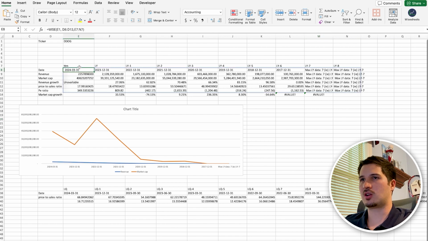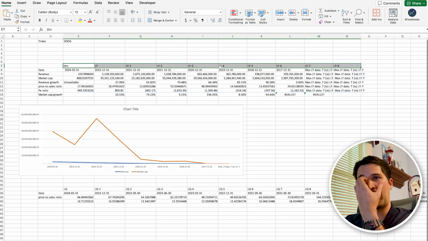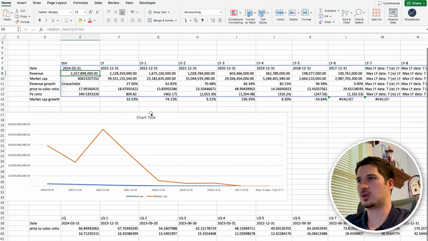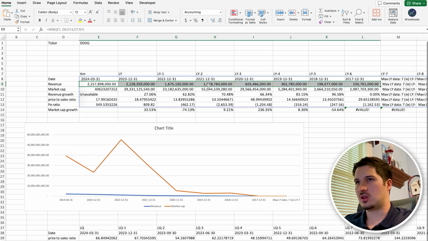Okay, so here this is gonna give us the TTM and it's gonna tell us the revenue, the market cap, and so on. So let's put this right here in this format. We can see revenue looks good. Even on a TTM basis it has increased.